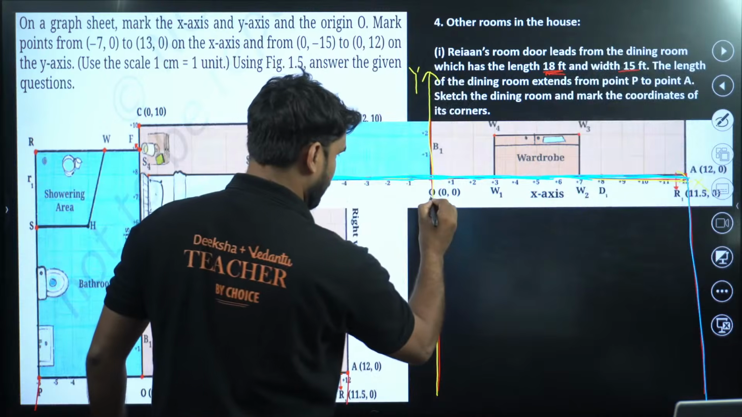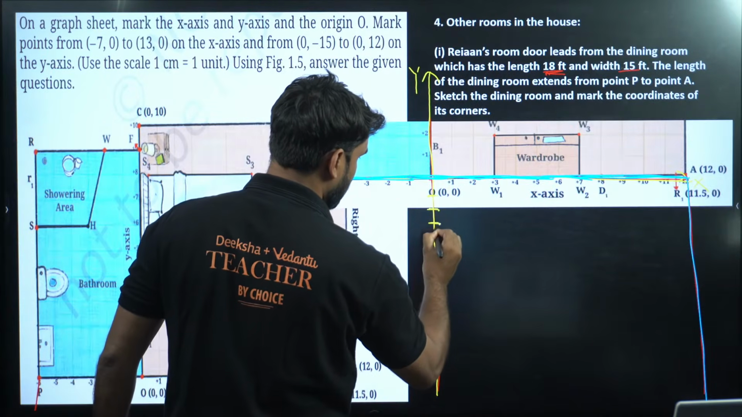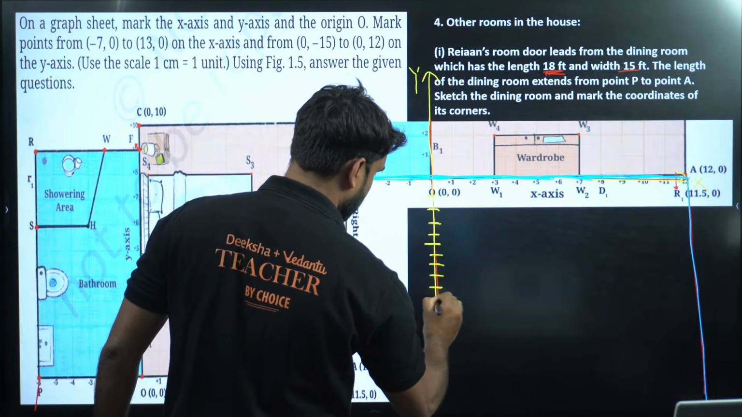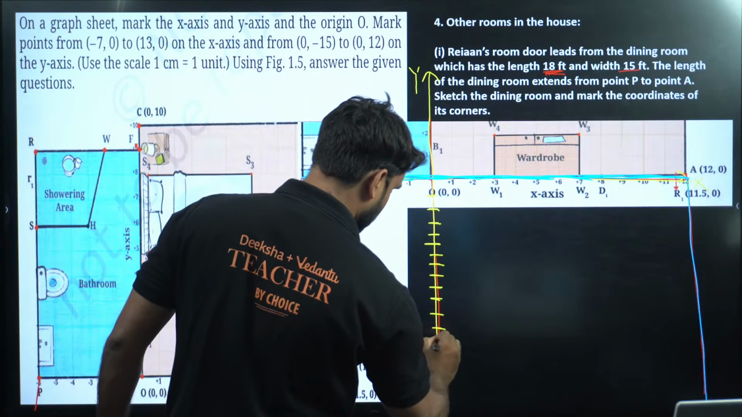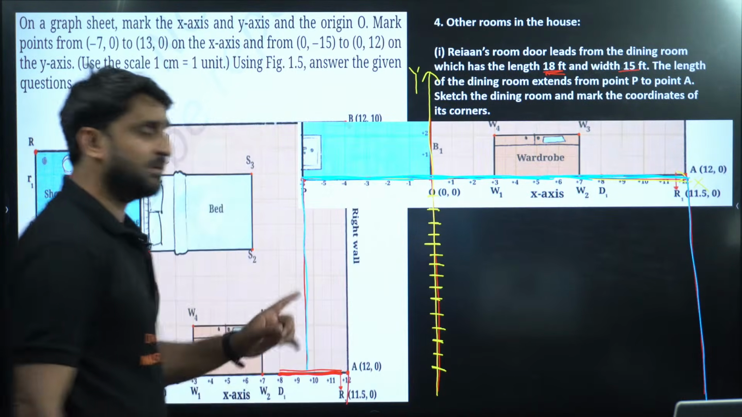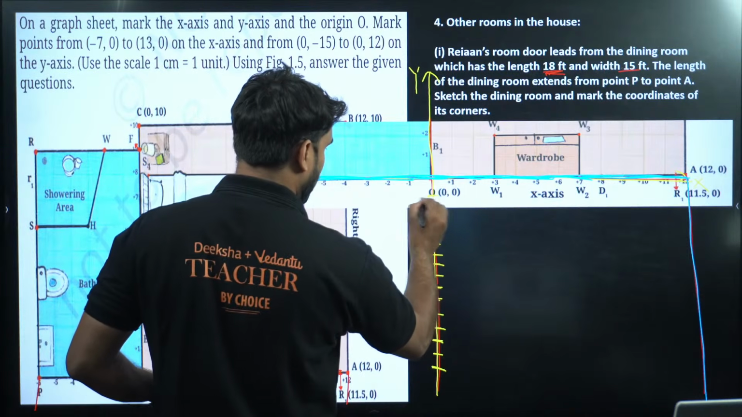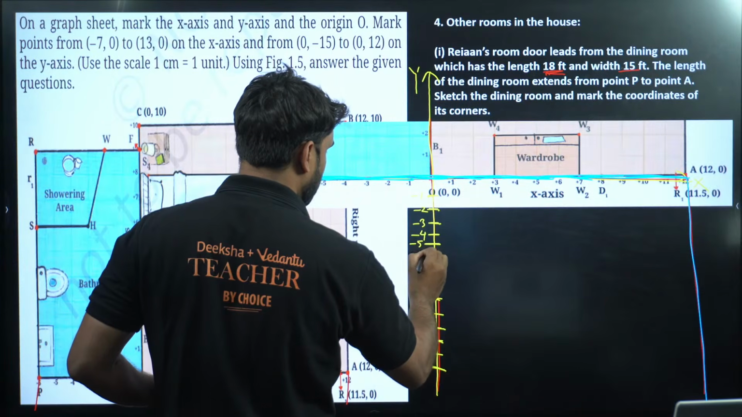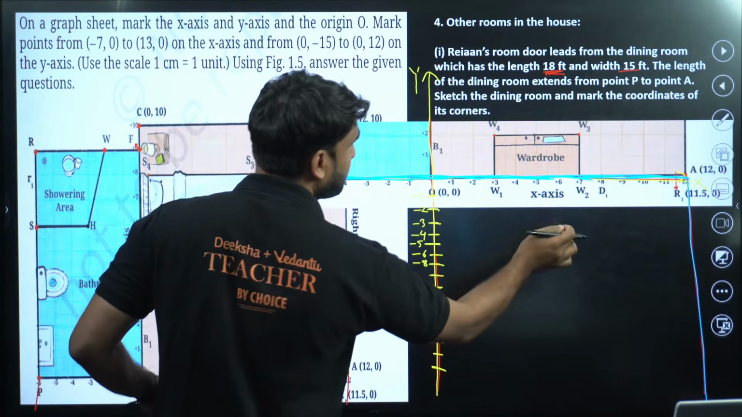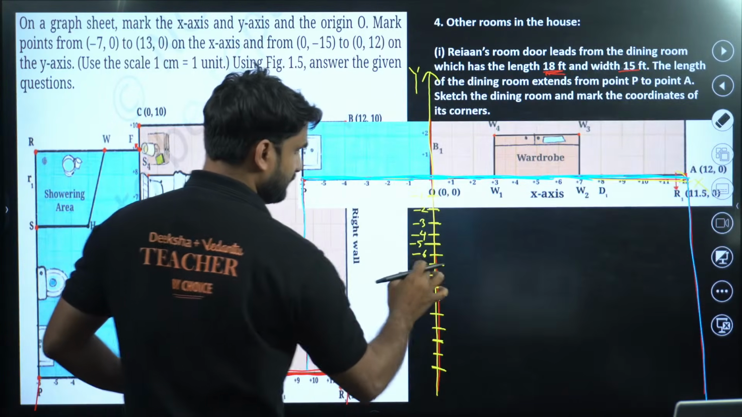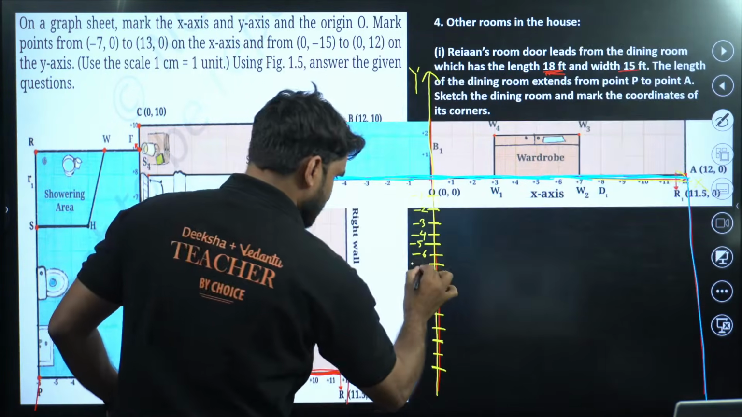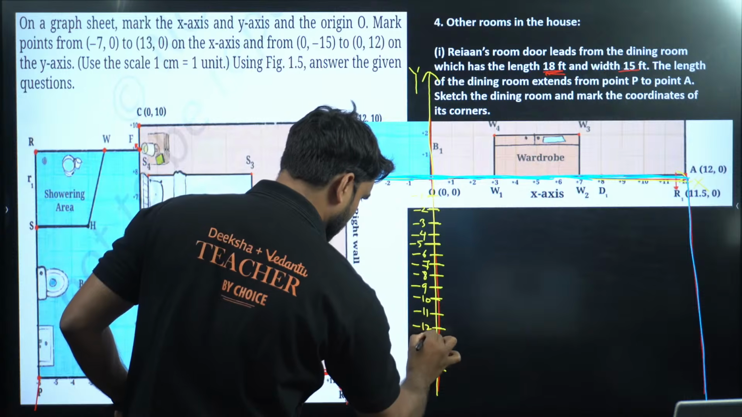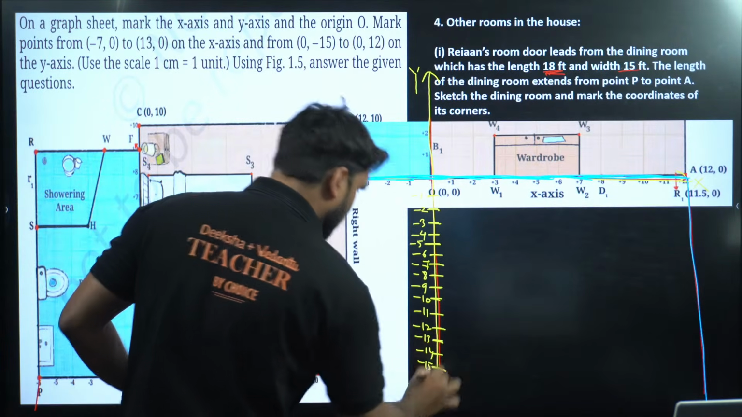Mark the 15 units. So 1, 2, 3, 4, 5, 6, 7, 8, 9, 10, 11, 12, 13, 14, 15. This is 15. Okay, let's mark the coordinates: -1, -2, -3, -4, -5, -6, -7, -8, -9, -10, -11, -12, -13, -14, and -15.